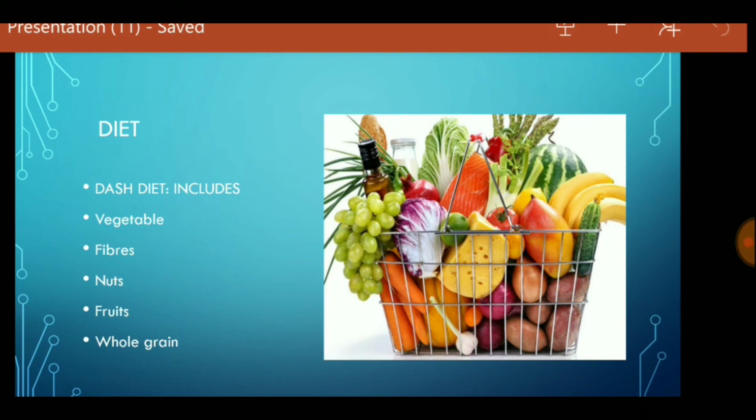Eat properly. One quote is: eat right, in the right proportion, at the right time. That means nutrition, what you are taking, is a main factor for everything, because if you take food as medicine, there is no need to take medicine in our life.